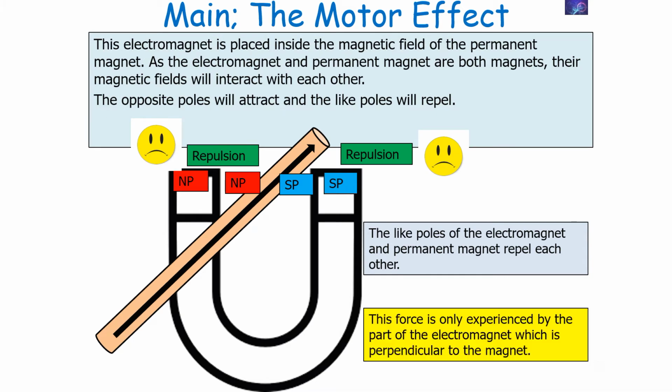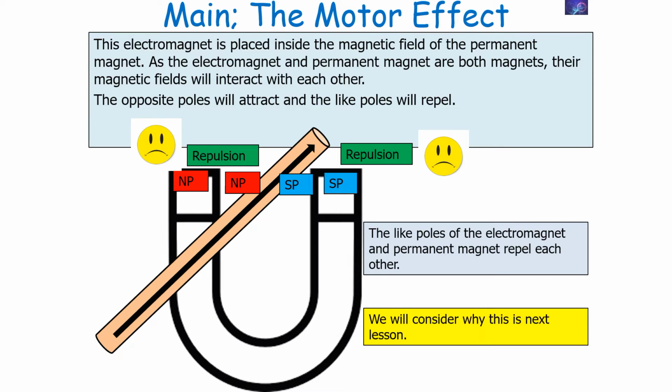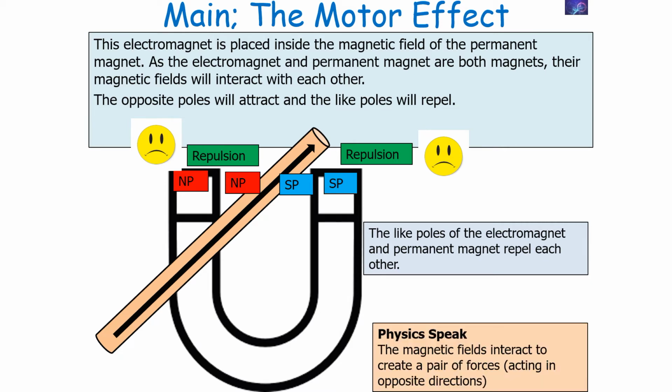So the force is only experienced by the part of the electromagnet which is perpendicular to the permanent magnet. Now the parts which are parallel to the permanent magnet do not experience a force, which we'll consider in the next lesson. So what we can say at this point is the magnetic fields interact to create a pair of forces. Now you'll notice that they'll be acting in the opposite direction.